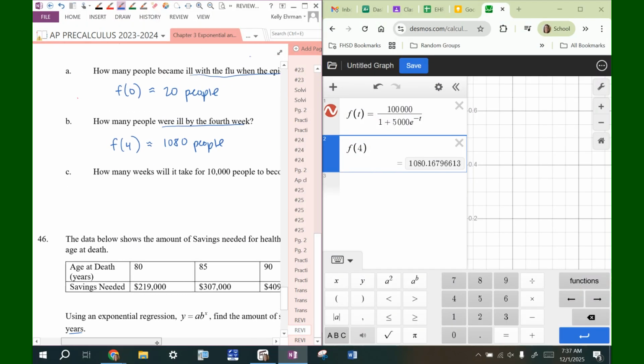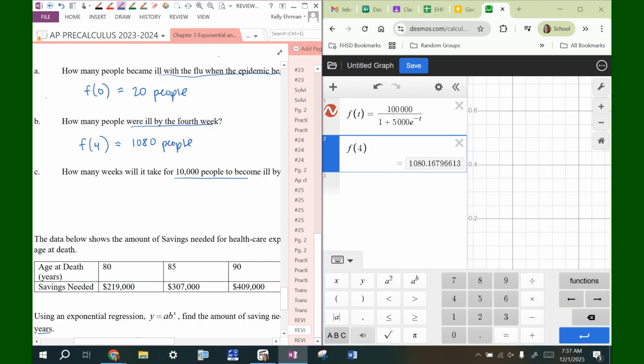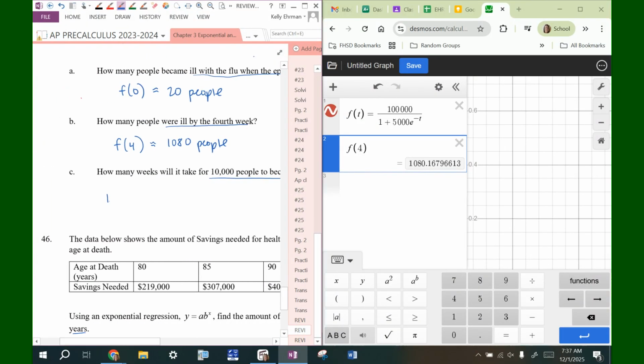Okay, how many weeks will it take for 10,000 people to become ill by the flu? So now we're setting this equation equal to 10,000.